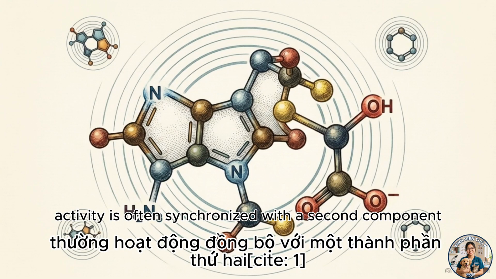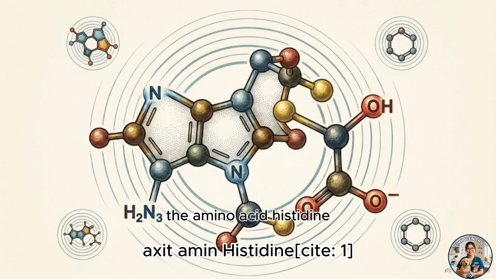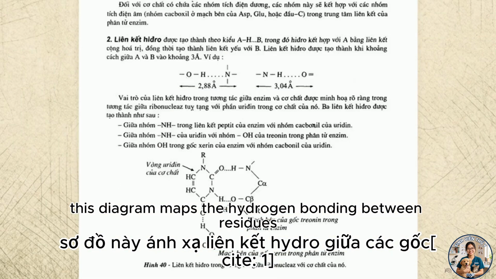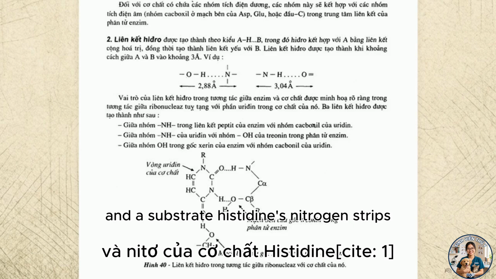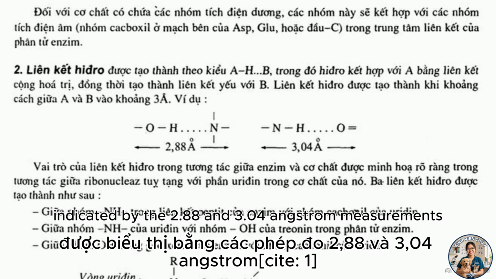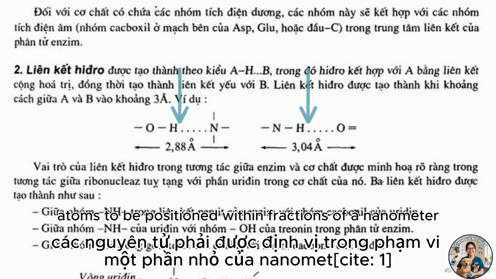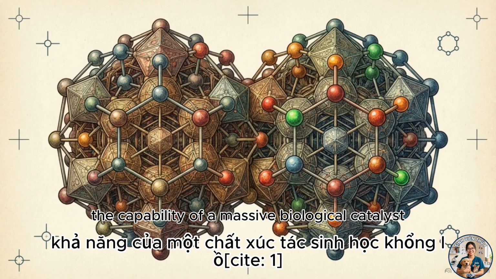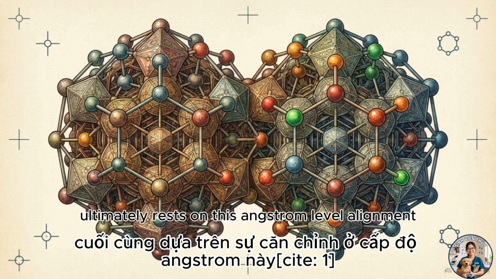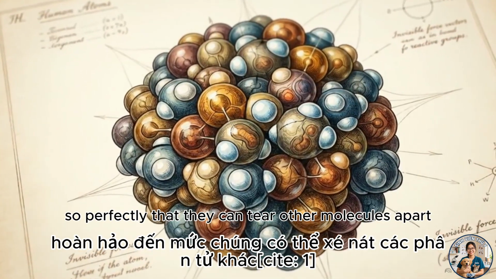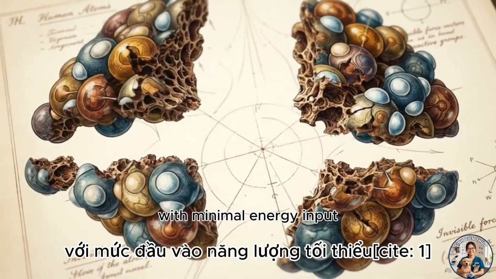Serine's activity is often synchronized with a second component, the amino acid histidine, which features a complex imidazole. This diagram maps the hydrogen bonding between residues and a substrate. Histidine's nitrogen strips or adds protons to destabilize the target. This absolute precision, indicated by the 2.88 and 3.04 angstrom measurements, requires atoms to be positioned within fractions of a nanometer. The capability of a massive biological catalyst ultimately rests on this angstrom-level alignment. A handful of hyperreactive atoms are positioned so perfectly that they can tear other molecules apart with minimal energy input.